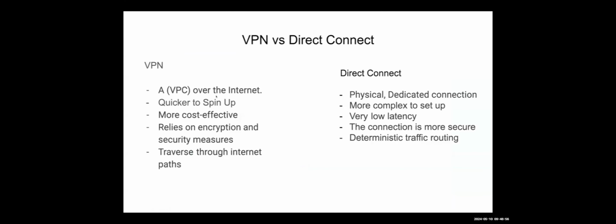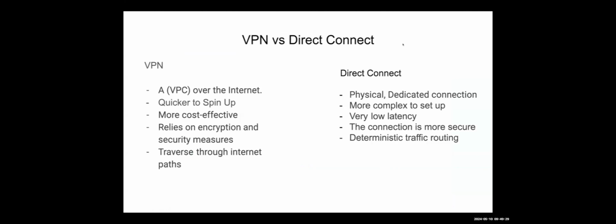Okay. And so we took a look at the differences between VPN and Direct Connect. With the VPN, it's a virtual private connection over the internet. It's quicker to spin up, so it was just easy peasy. It's more cost effective, and it relies on encryption and security measures. And it traversed through the internet path, so we really have no say-so in the paths that it takes through the internet.